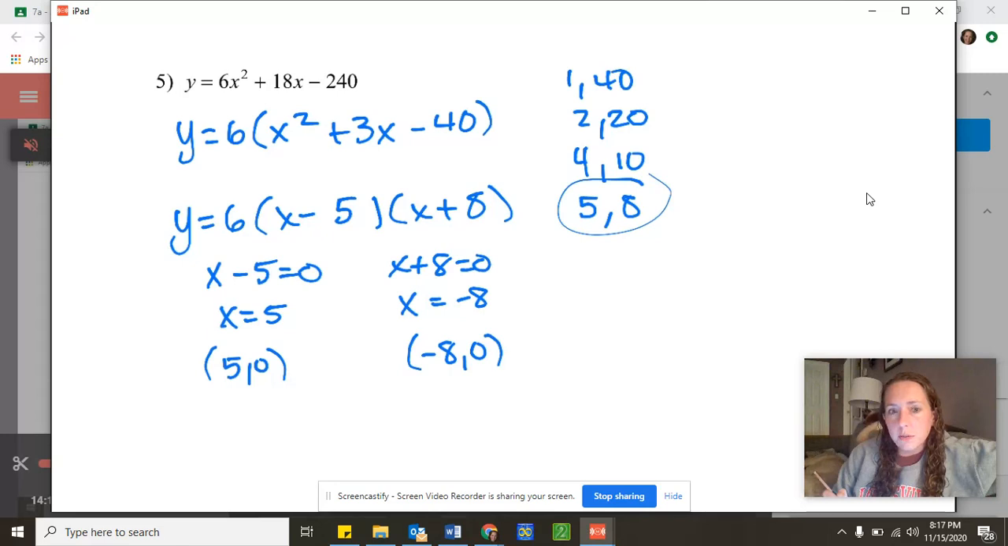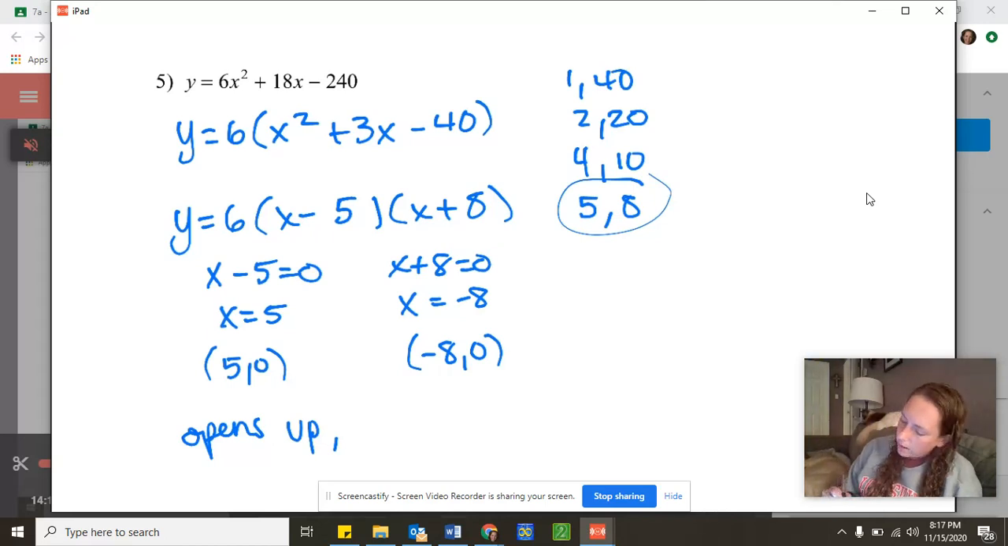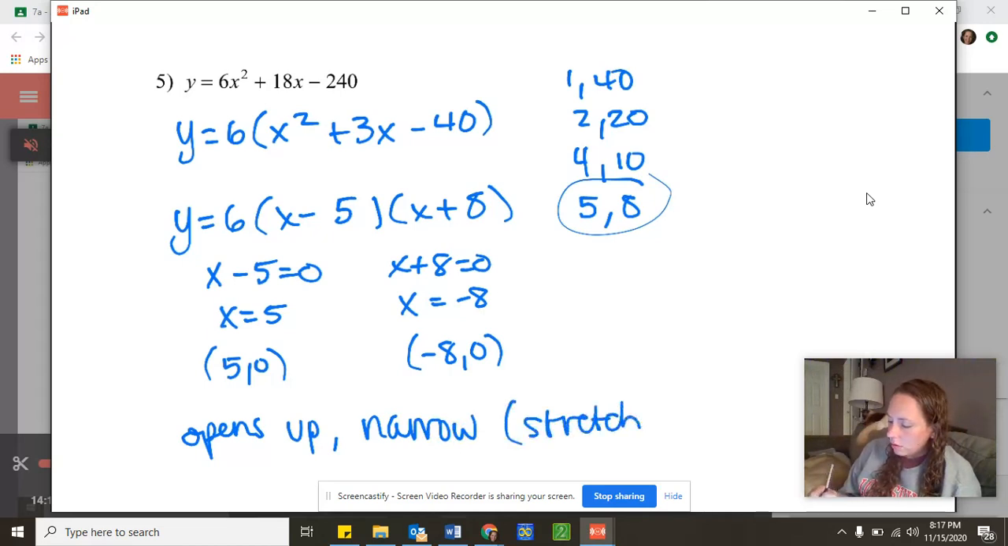Last thing is to describe the shape. The number we factored out is positive. 6 is my A, so it is positive. So it opens up. And it's 6, which is bigger than 1. So it is narrow. 6 would be really narrow too. Or stretched.